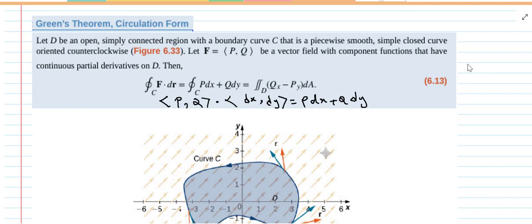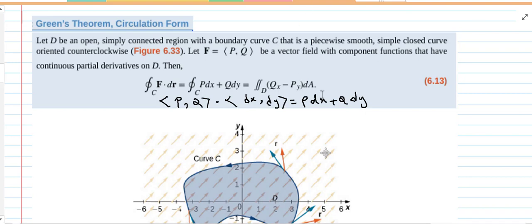Hi everyone, in the previous video I presented the circulation form of Green's Theorem, and I want to review with you what Green's Theorem says. Circulation means measuring the tendency of a fluid to move in the direction of C, where C was the boundary of the region influenced by the vector field F, and it was the integral of F dot dr.